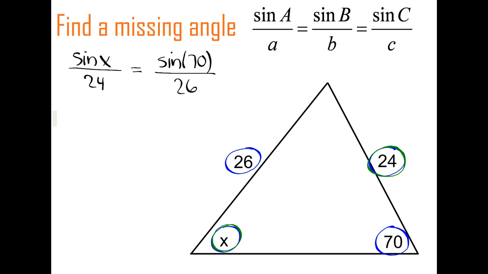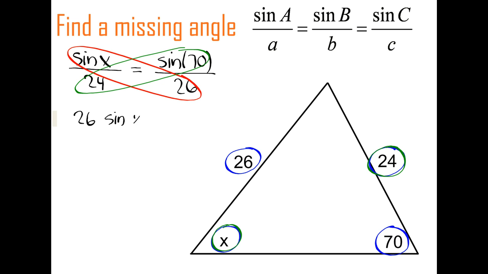There's another proportion. Set up your cross products and solve for x. So after I cross multiply here, I will have 26 times the sine of x degrees equals 24 times the sine of 70 degrees. And my variable is an angle.